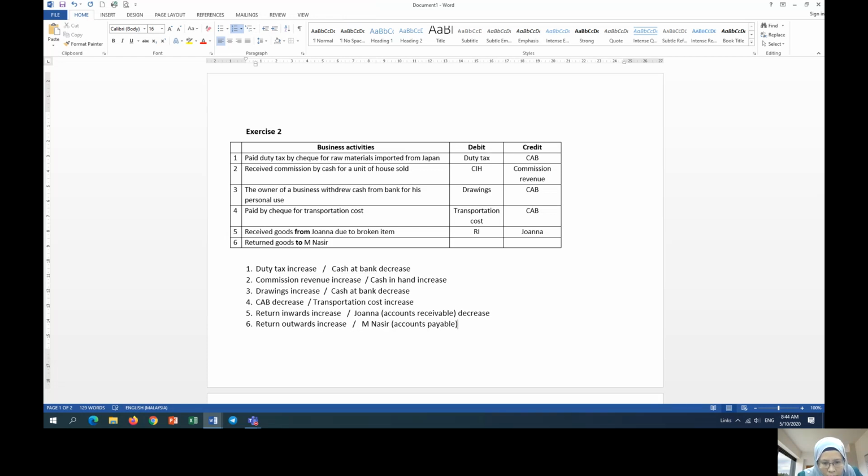Okay. Accounts payable. Dia adalah pemiutang kita. Kita sebelum ni telah membeli barang secara kredit daripada M. Nasir. Jadi, kita telah memulangkan barang kepada M. Nasir. So, M. Nasir was our accounts payable. Dia masih lagi kita punya account payable. Okay? He is still our account payable. So, due to the return outwards to M. Nasir, it has made our debt to M. Nasir decrease. Hutang kita kepada M. Nasir berkurangan disebabkan oleh pemulangan barang kita kepada beliau.